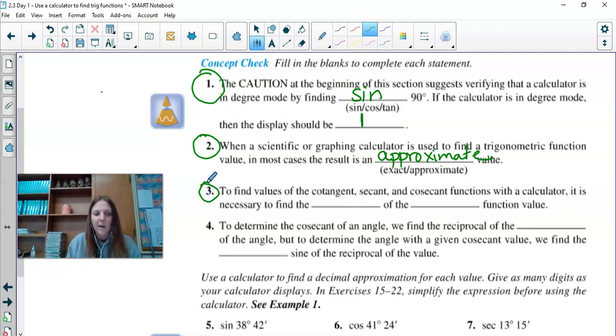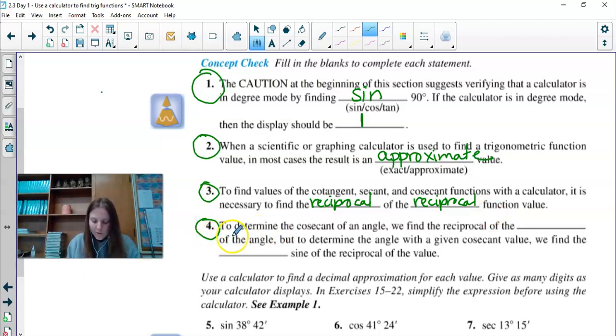Question 3, and again, I hope you read this section. All of this information is there as well. To find values of cotangent, secant, and cosecant, it is necessary to find the reciprocal. We did that with secant, and you saw we did that with cotangent, of the reciprocal function values. Again, when you do these questions 1 through 5, you just need to write the answers. You don't have to copy the questions.